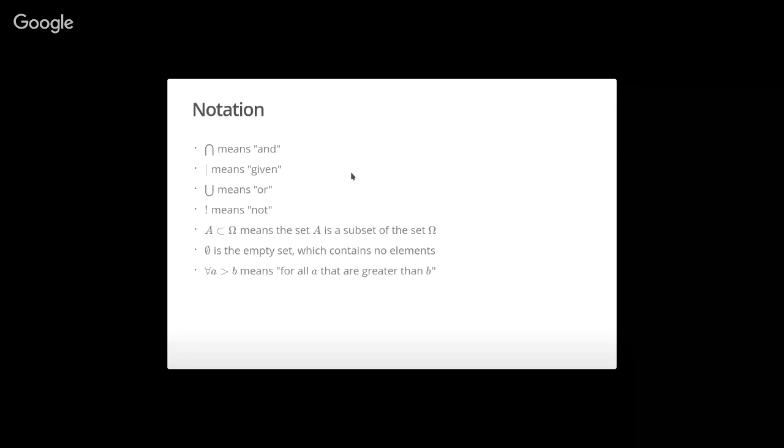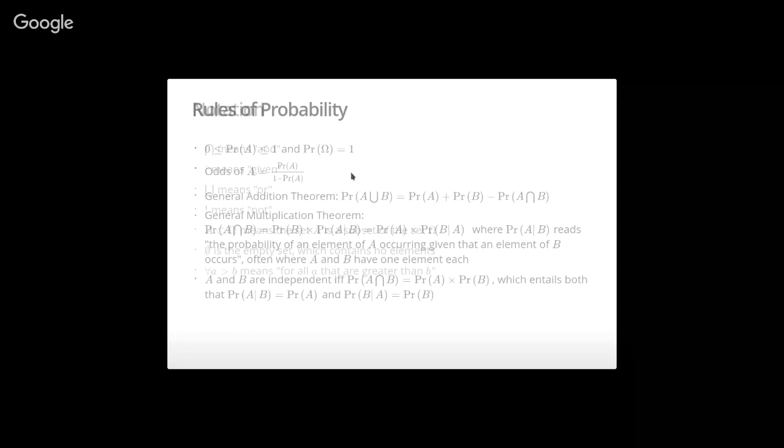This sort of C looking thing, A cup omega, means that the set A is a subset of the set omega, which has to be at least as large. The Ghostbuster symbol is the empty set. It contains no elements. And this upside down A thing can be read as for all. So the thing at the bottom means for all A greater than B. Okay, so you may need to refer back to that, but it'll be in the course notes later this afternoon.